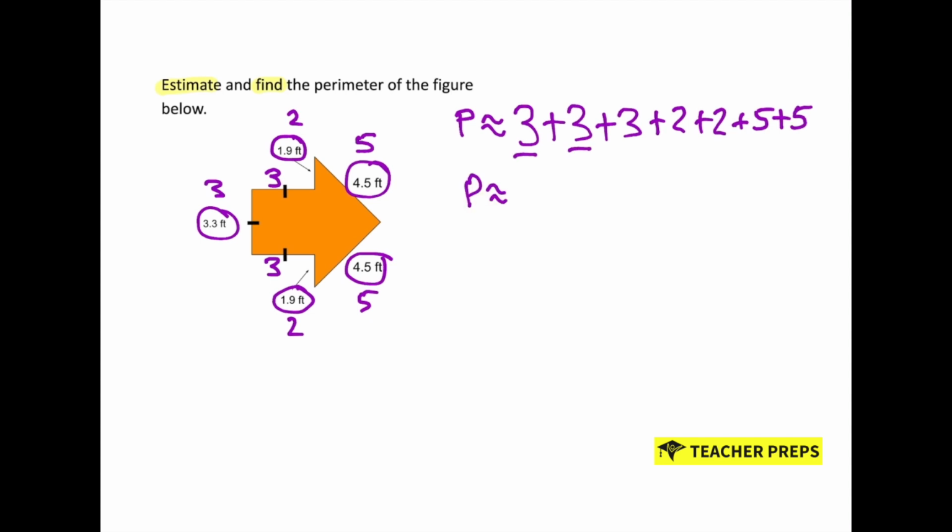3 plus 3 plus 3 is 9. Plus 2 is 11. Plus another 2 is 13. And then plus 10 is 23. So our perimeter is about 23 feet.